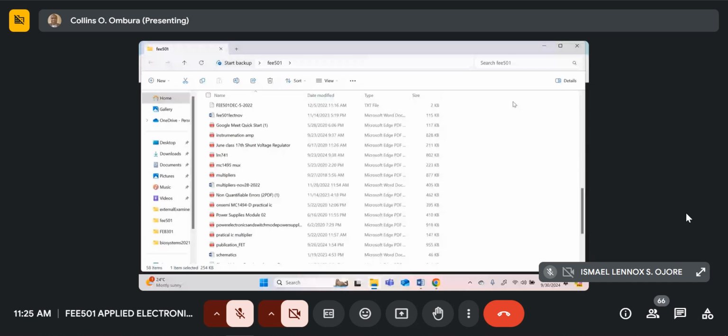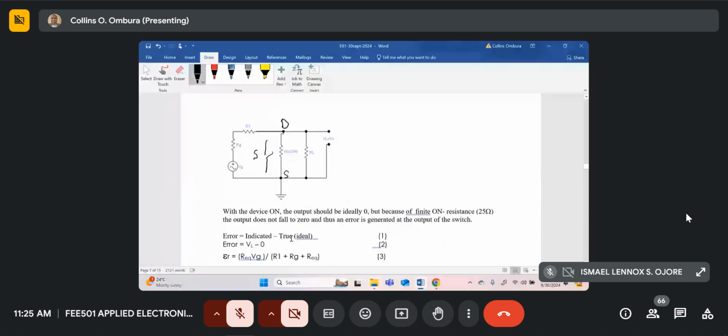It's actually very simple. So error is indicated value minus the true or ideal value. So this is referred to as error on, because the device is switched on. In this case, it will be VL, the voltage that appears across your switch when the device is on. So this voltage would be VL, minus 0, just VL.